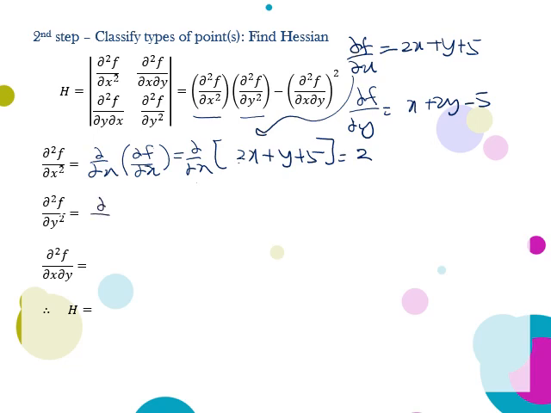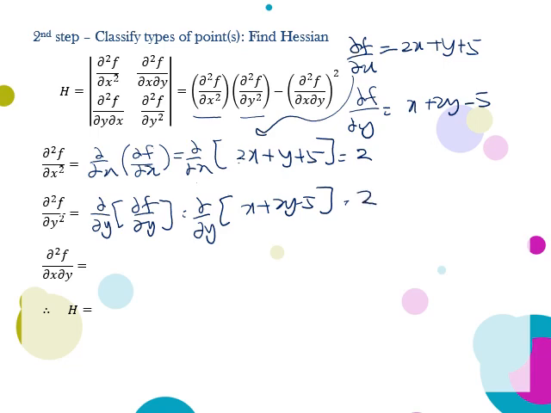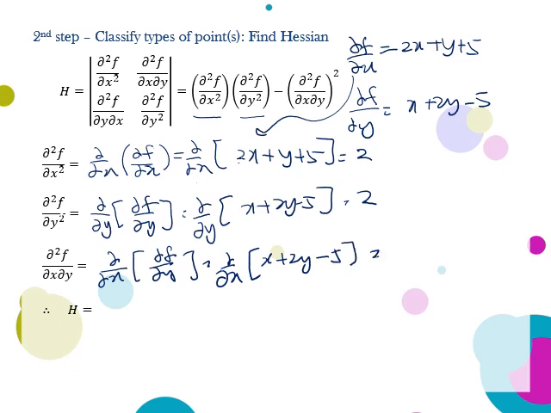Next we find del over del y of del f over del y. So we have x plus 2y minus 5. Differentiating with respect to y, x gives 0, and 2y, we get 2 also. Next we have del over del x of del f over del y, where del f over del y is x plus 2y minus 5. We differentiate with respect to x, we get only 1.